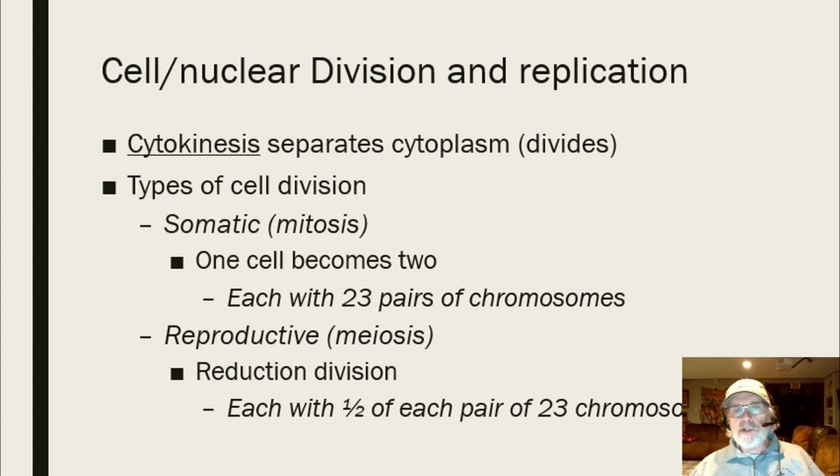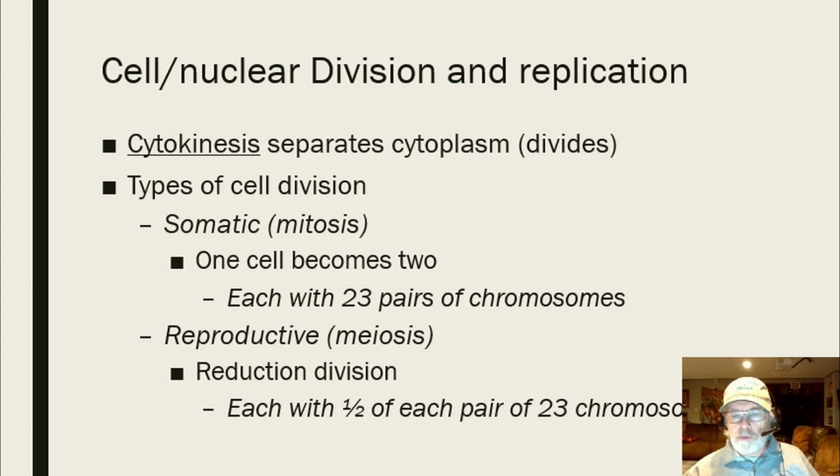Well, cell division, or cytokinesis, is a situation where one cell may become two. It involves the division of not only the cytoplasm but the nuclear material, and that's going to be important. There are actually two types of cell division that we have to think about.